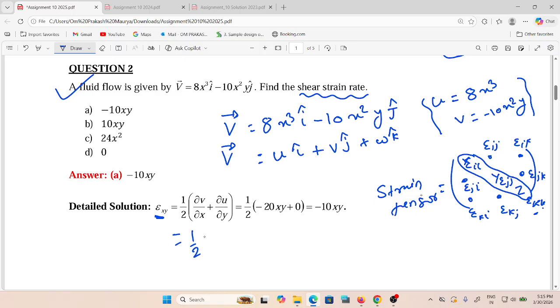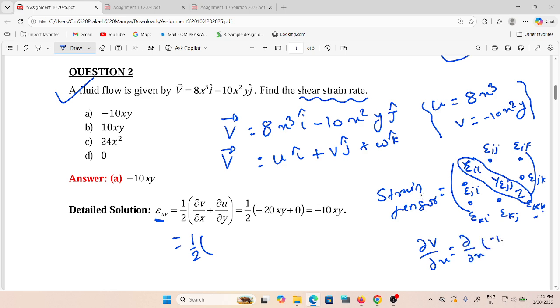Half of del v by del x. So what will be del v by del x? Once we solve, del v by del x means del by del x of minus 10x²y. So you will get minus 20xy. So here you need to write minus 20xy plus del u by del y. So del u by del y is 0.